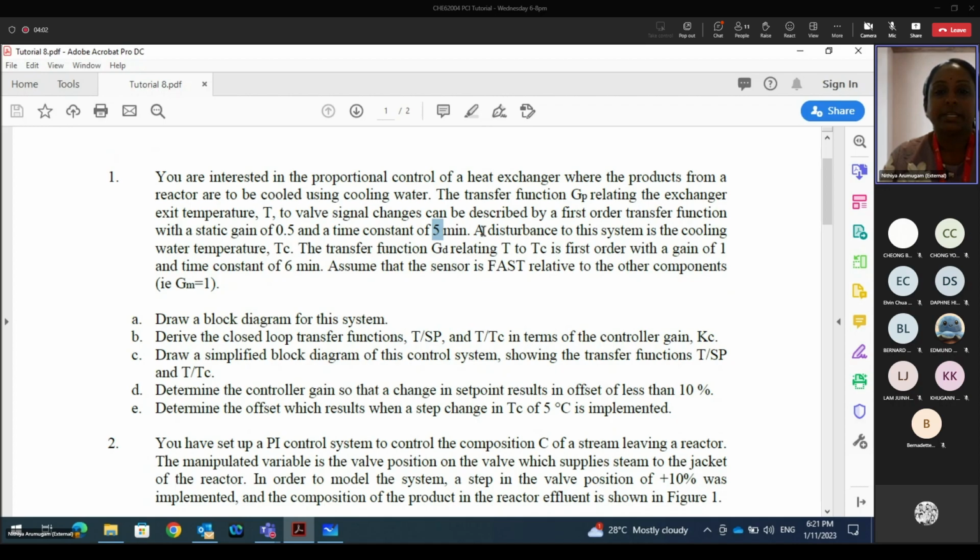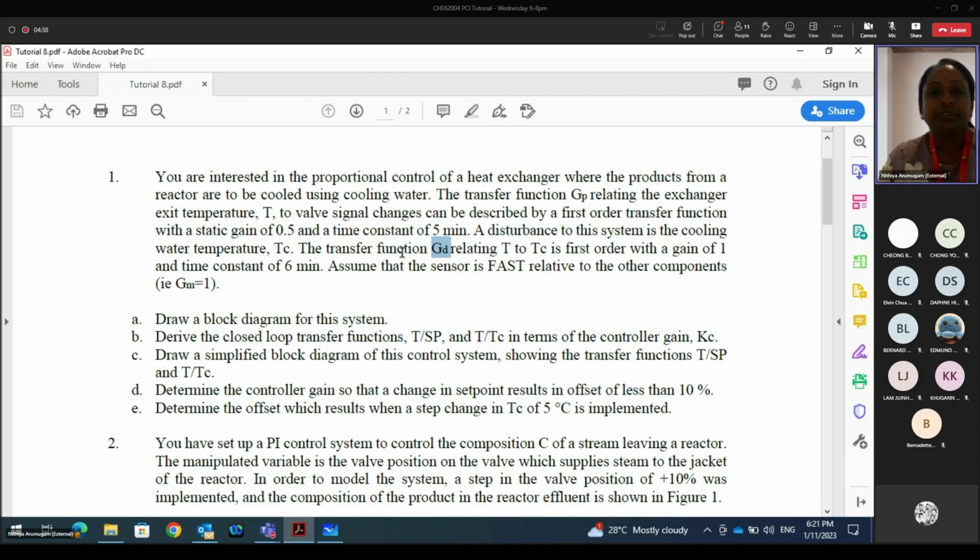A disturbance to this system is the cooling water temperature TC. The transfer function GD, the transfer function for the disturbance, relating temperature to the cooling water temperature TC, is first order with a gain of 1 and time constant of 6 minutes. Assume that the sensor is fast relative to the other components.